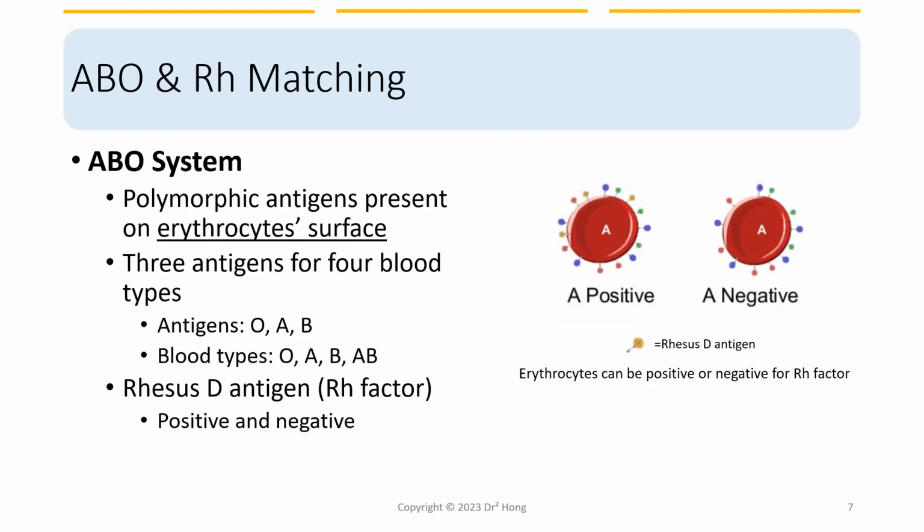Red blood cells have polymorphic antigens on their surfaces. The 3 antigens A, B, and O give rise to 4 blood types. In addition, there is an additional antigen called the Rh factor. People either have the Rh factor or do not, meaning Rh positive or Rh negative. Before a blood transfusion can happen, the donor and the recipient are matched for ABO and Rh factor as well.